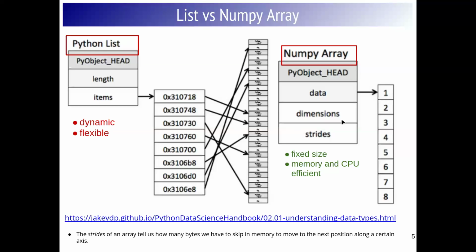So it serves two purposes. You have fixed size, and your data type is also fixed, which means the NumPy array cannot contain items of different data types. All this tells you that it is at the same time both memory and CPU efficient. So this is your NumPy array.